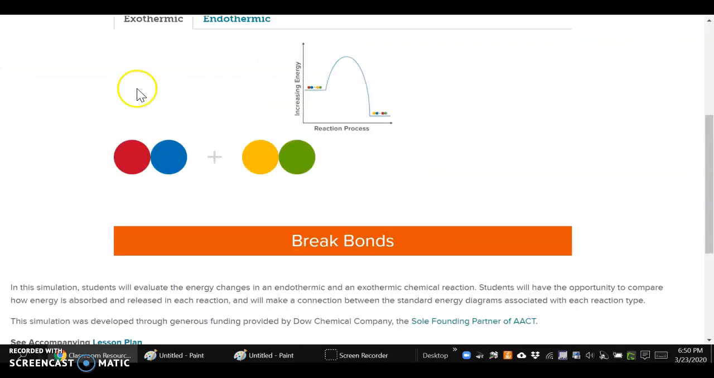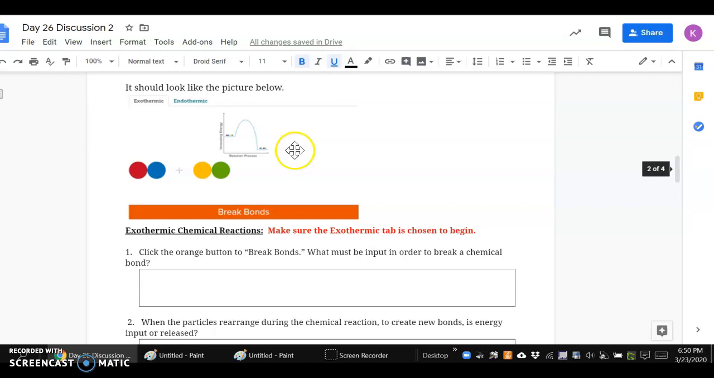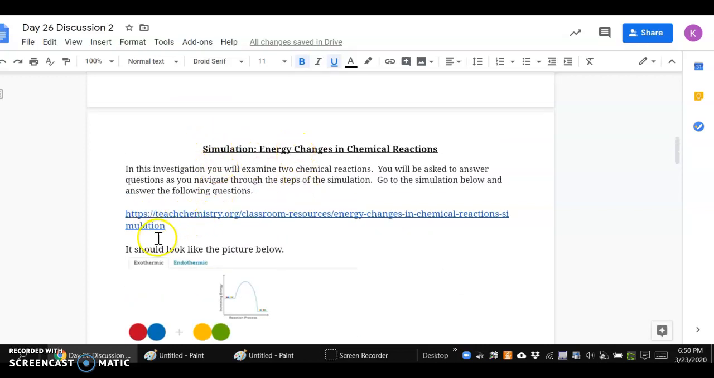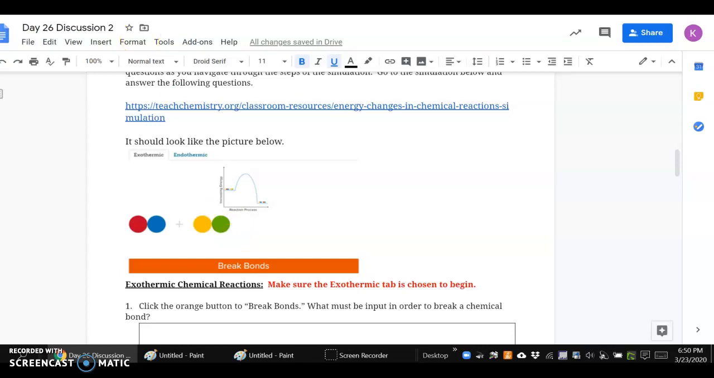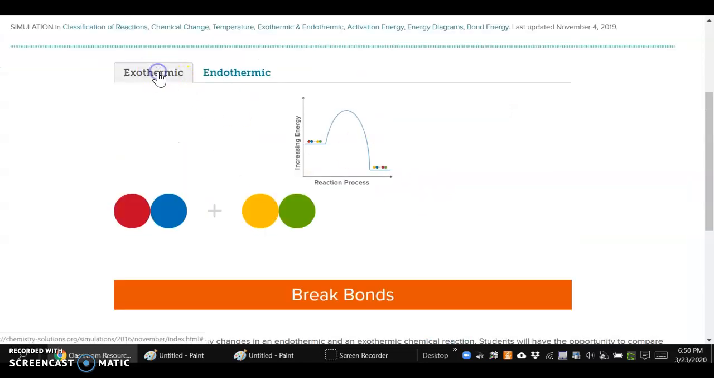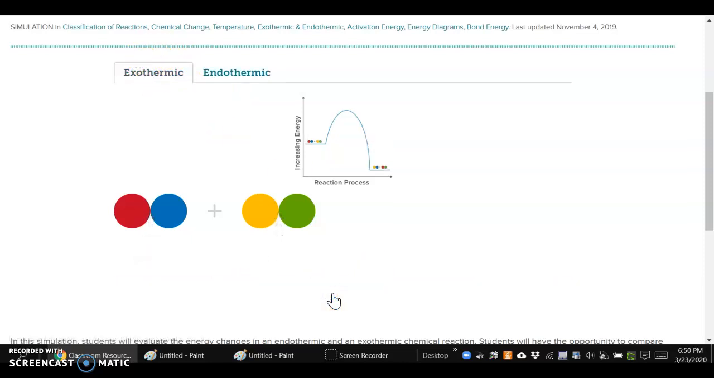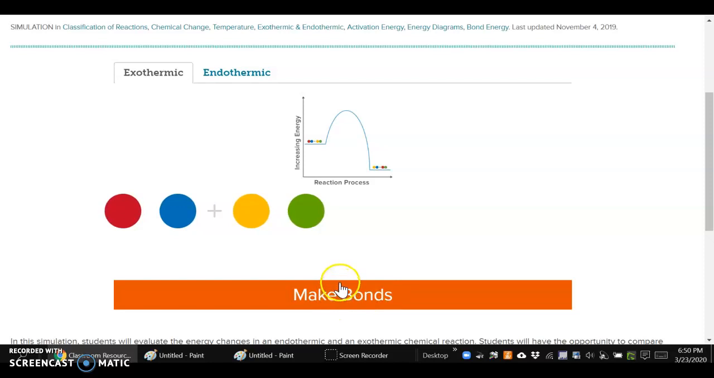Back real quick to the simulation. If you look back into the day 26 document, you're going to go to this link for the simulation. It should look kind of like this. There's an exothermic or an endothermic tab. You can see the way the graphs look different: exothermic ends lower, endothermic ends higher. Then you're basically just going to click through this, break the bonds, watch what happens, and answer the questions. It should be pretty simple. I'll post an answer key for that a little later. Oh no, it's due on Monday, so maybe sometime Tuesday, if I can get it done.